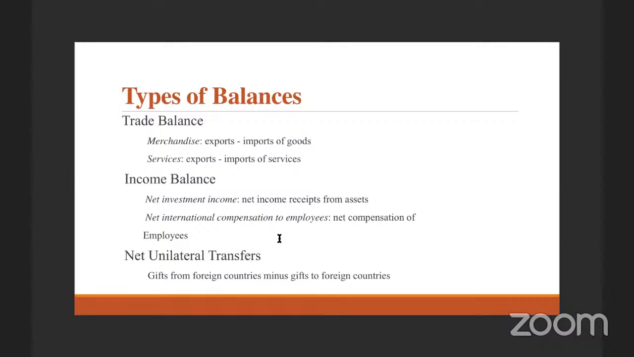Types of balances: trade balance, merchandise exports minus import of goods; service balance, export of services minus import of services. Income balance: net investment income, net income receipts from assets, net compensation of employees. This is net income. Net unilateral transfers: I may be gifting to so many countries, and I also may be gifted, right? The net of that is net unilateral transfers.